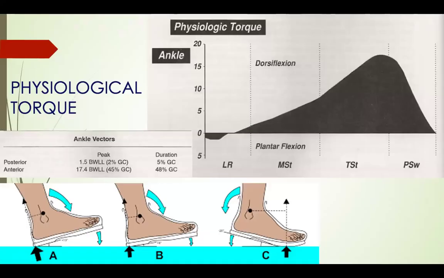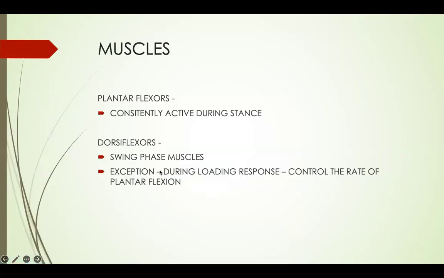Torque acting on the foot. When the foot initially contacts the ground, there is contact at the heel, which is posterior to the ankle joint. So there is a force acting on the heel upwards, which creates a plantar flexion torque at the ankle joint, in the initial 5% of the gait cycle. Then this weight vector transmits anteriorly to the forefoot, and during this process, it creates a dorsiflexion torque, which occupies up to 48% of the gait cycle.